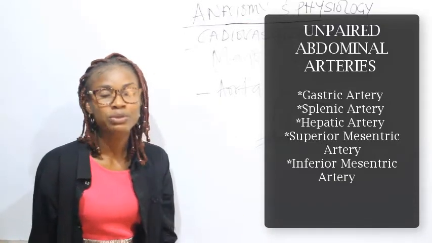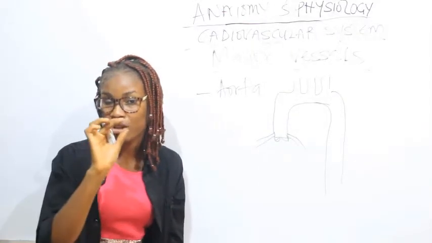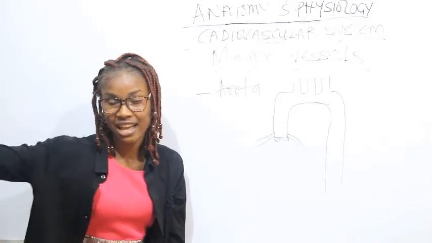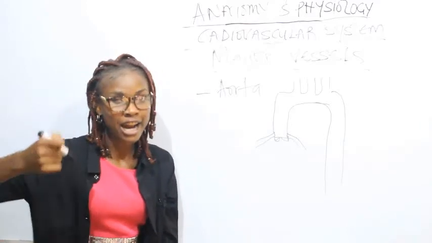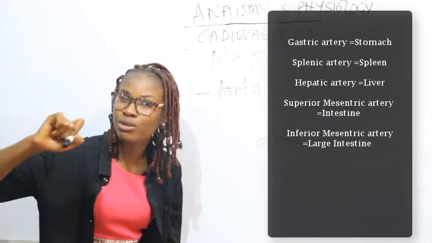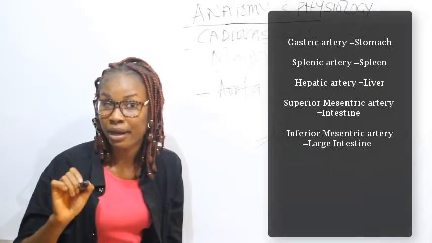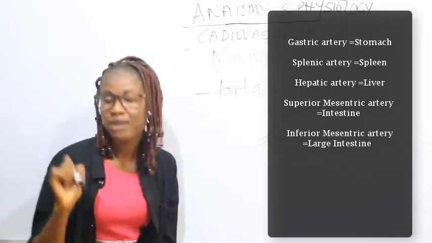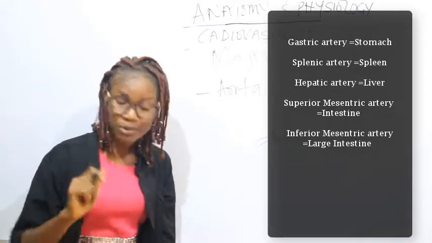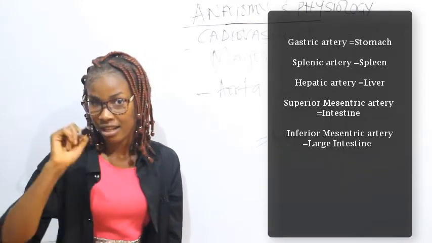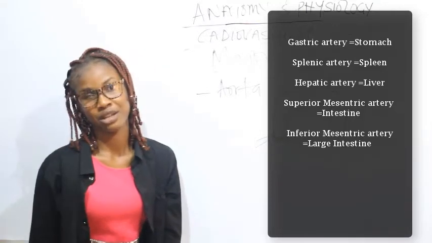Okay. So now, again, like I told you earlier on, if you relate the names of these arteries to the organs they are supplying, it is easier for you to remember. That way we will not be just memorizing them. So when I say gastric, we're talking of, even if you don't remember, stomach. When we talk of splenic, spleen. When we talk of hepatic artery, liver. When we talk of mesenteric, we're talking of intestine.